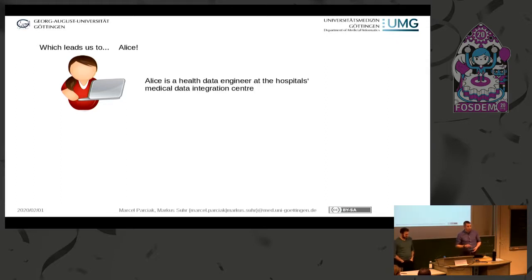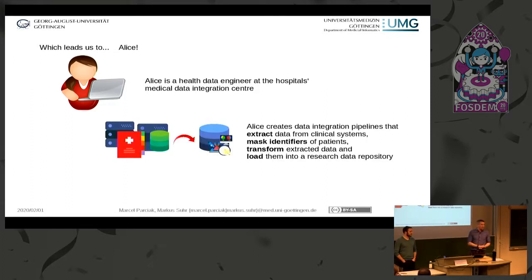And Alice is a health data engineer at a place called the Medical Data Integration Center. So that's basically where we work. And her job is to get all the data that is created and documented in primary care systems out of those systems. So we extract this data to mask patient identity, because in clinical systems, you always have the medical data stored for each patient, and you know who this patient is. In research, we do not want to know who the patient is, so we want to anonymize the data. So the data has to be masked, then the data has to be transformed according to the formats that you can use in research, and finally put into some kind of research data repository to make it accessible again for researchers.